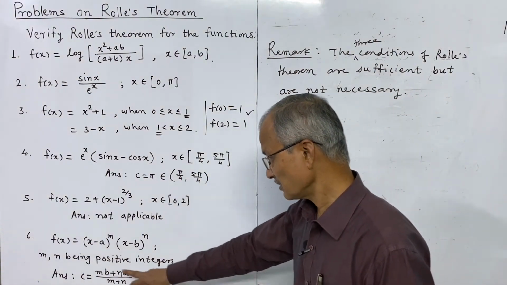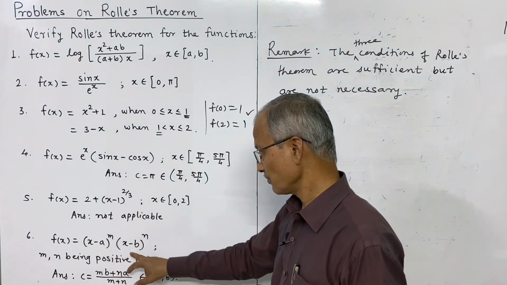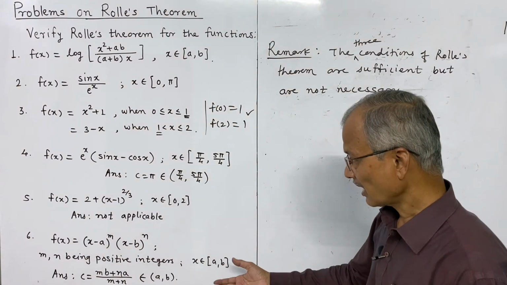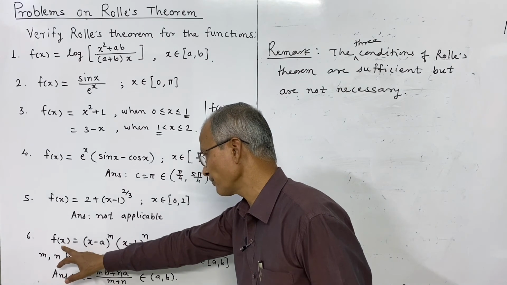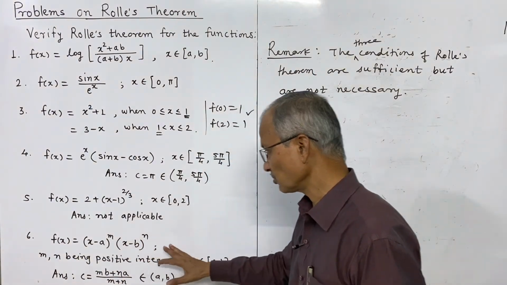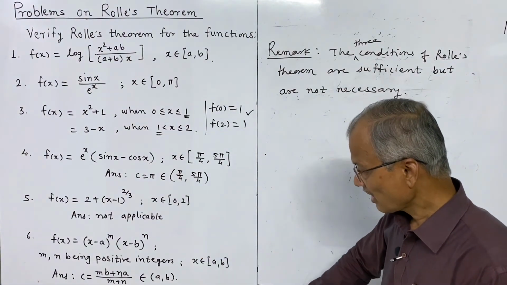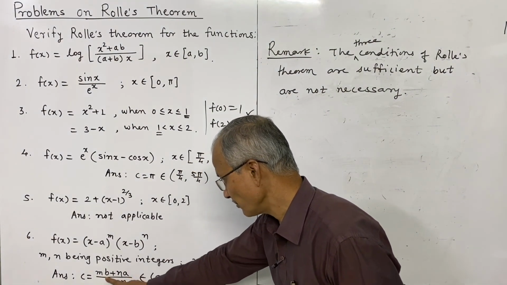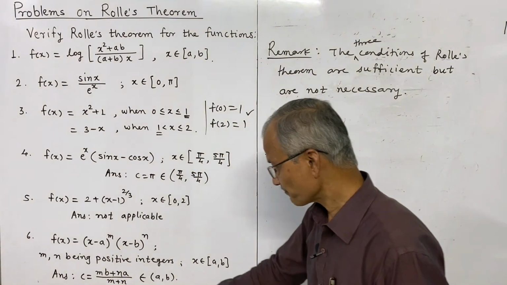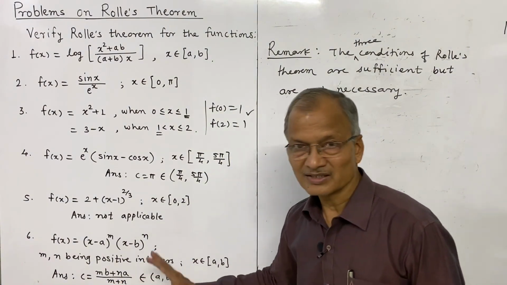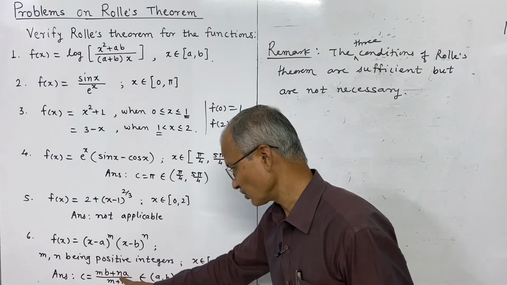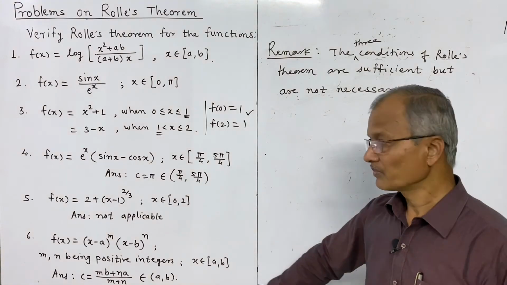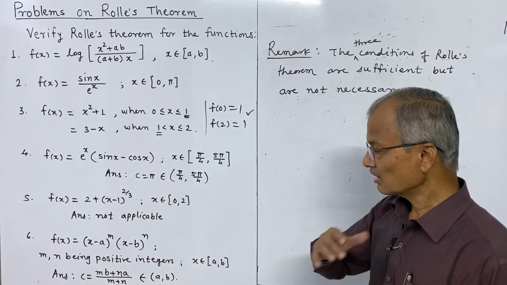And for the last one, this is a product of two algebraic terms, so it is a polynomial. It is continuous, it is differentiable, and f of a is 0, f of b is 0. So all three conditions of Rolle's theorem are satisfied, and therefore there exists a value c, which is mb plus na divided by m plus n. It is the section formula, a point which divides AB in the ratio m to n, and therefore it is in between the interval AB. So here the theorem is verified, and in the other it is not applicable.